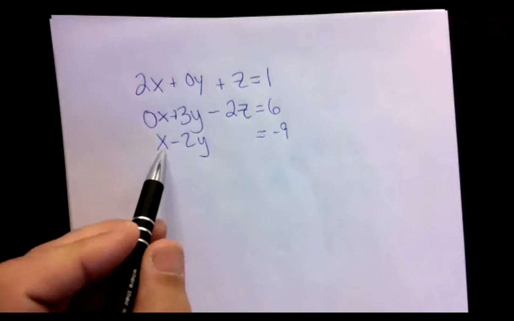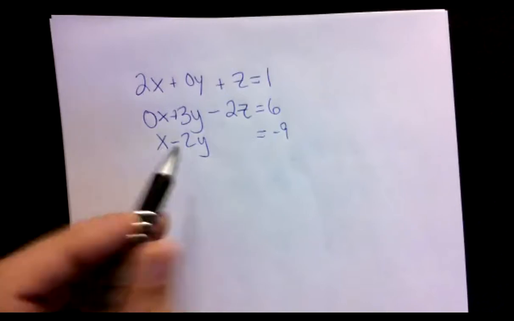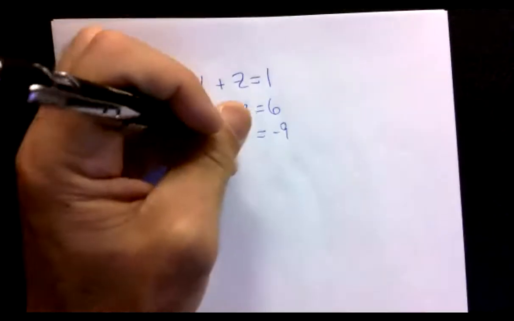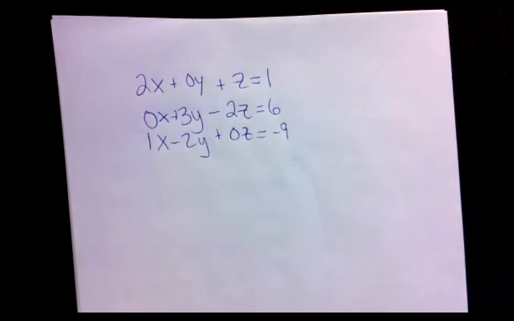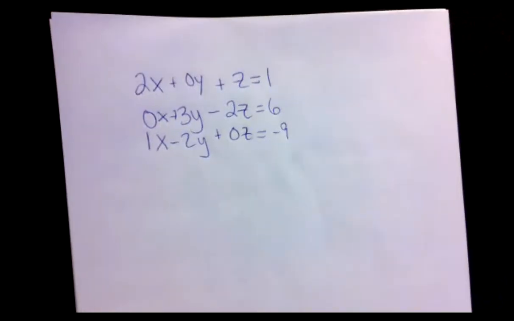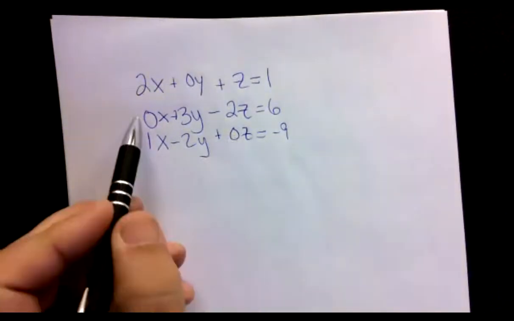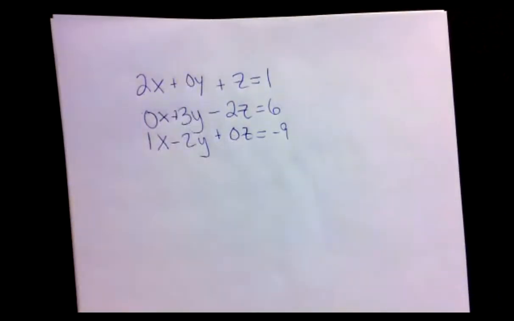Same song, different dance. Third equation, 1x minus 2y. So then my z is a 0. So if something is missing, just put a 0 in as a placeholder. And then, like I said, if you want to try solving this using your calculator and get done faster than I'm going to do it otherwise, you can do that.